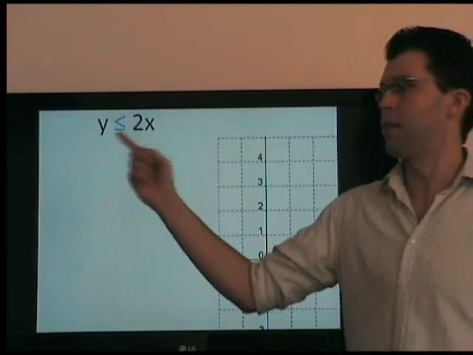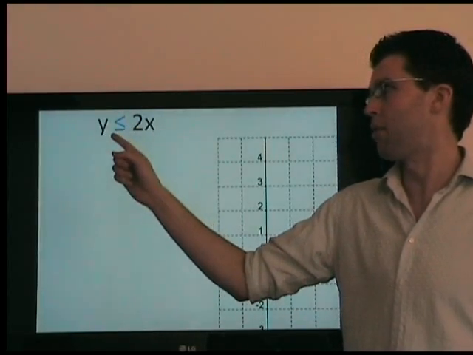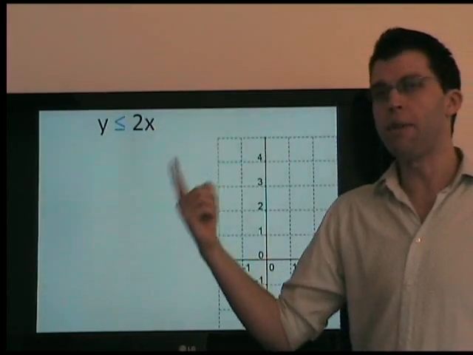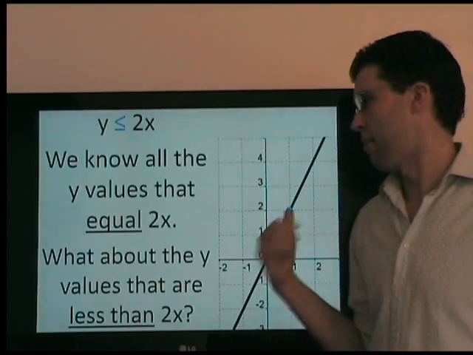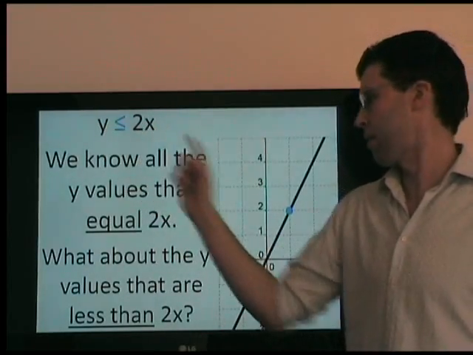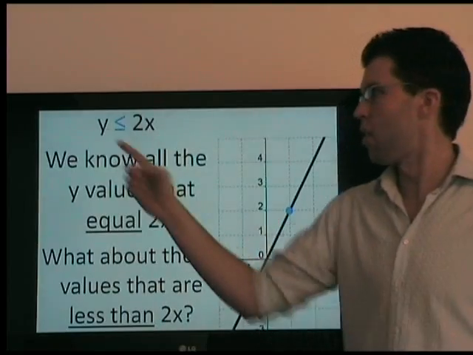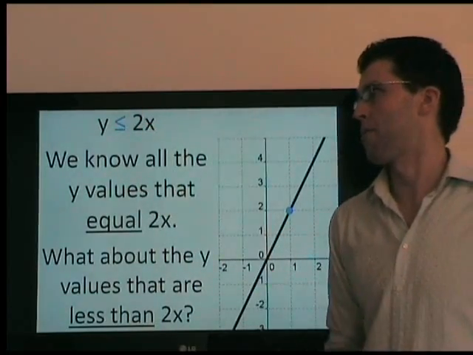Now let's consider this inequality. y is less than or equal to 2x. Well, the equal to part, we just did that. That's a line. So y equals 2x, that's the line. Now let's consider the y is less than 2x part.